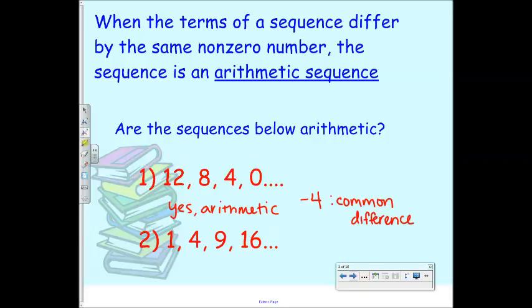Does someone have a question? Are we going to say something? Okay. All right, so that is an arithmetic sequence because the common difference is negative 4.